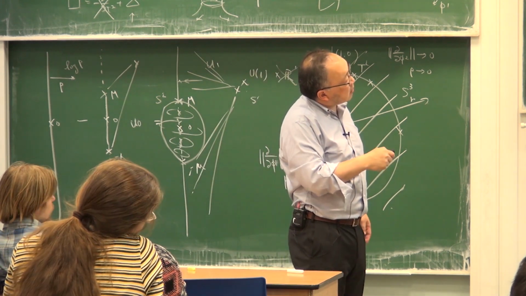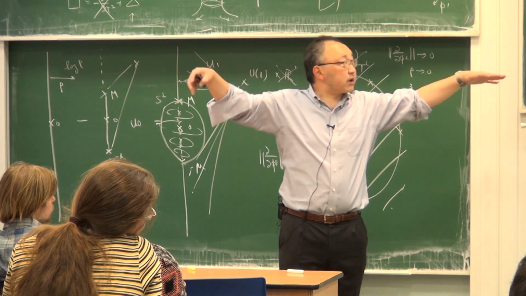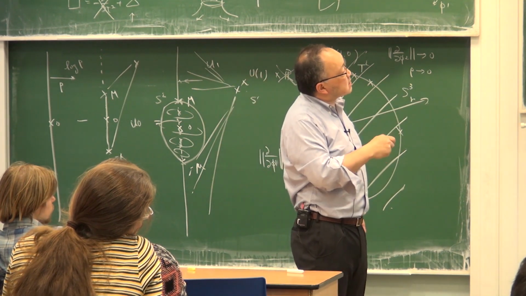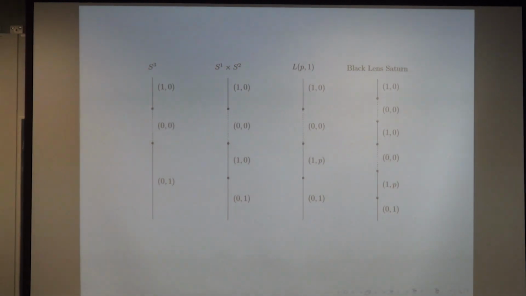So you have 1, 0, 0, 1, 1, 0, 0, 1. It's all 1, 0, 0, 1. Those are the rod structure for the asymptotically flat. But instead of 1, 1, 0, 0, 1, you have 1, 0. For example, 1, 0. What you have is that asymptotically the structure is S1 cross S2 cross real axis, okay? That's called Kaluza-Klein.